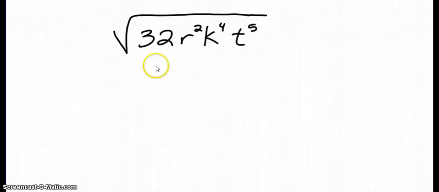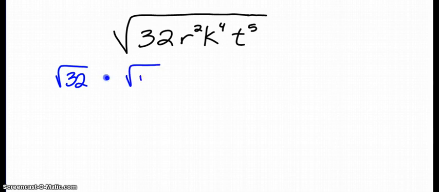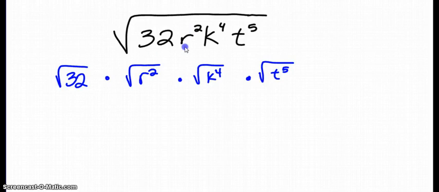And one more. Again, when dealing with radicals and variables, let's make these into a couple mini problems here. We have root 32 times root r squared times root k to the fourth times root t to the fifth. Okay, a simple little trick when taking the square root of a variable that has an even exponent would be to just cut that exponent in half.